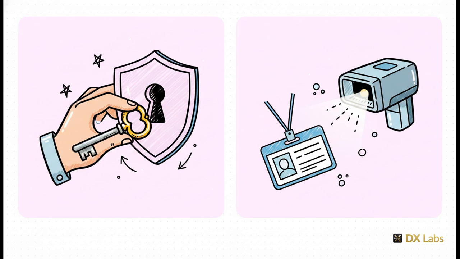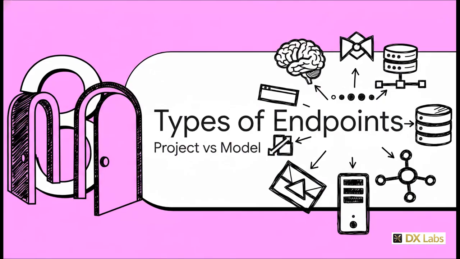The second method is a Microsoft Entra ID token. This is more like an employee ID badge that confirms your specific credentials are valid and active for that building. For the exam, just remember that endpoints are never just open to the public. They always require authentication via either a direct API key or an Entra ID token to ensure everything is secure. Next up, Section 3, Types of Endpoints, specifically project versus model.